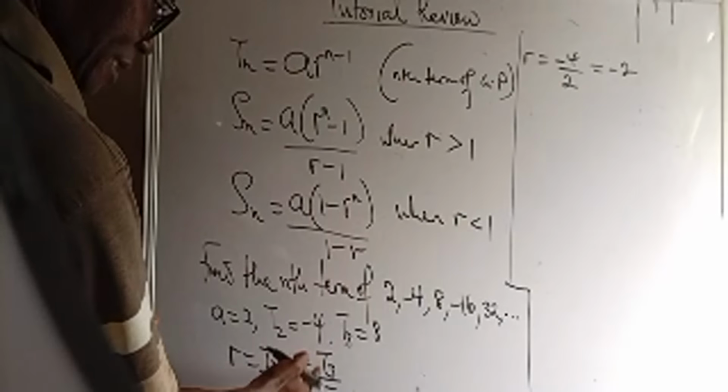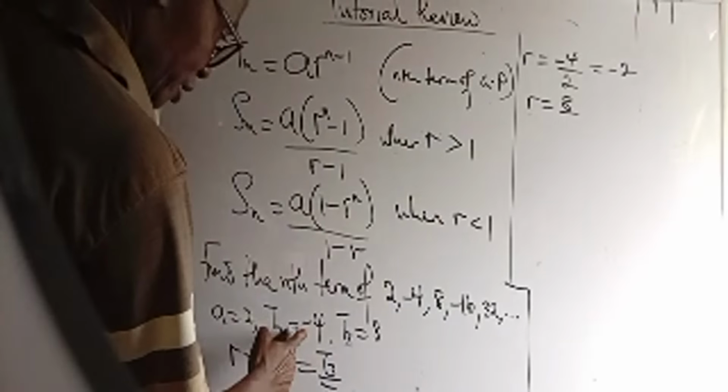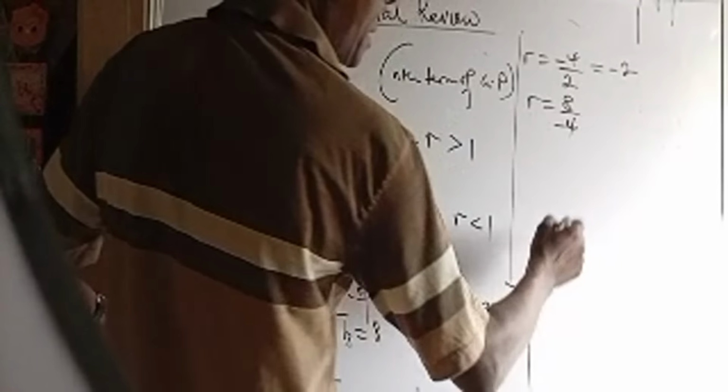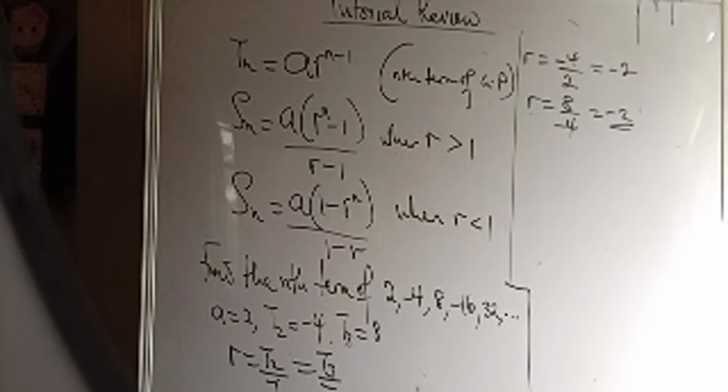Let's check T3 over T2. T3 is 8, over T2, which is minus 4. Plus over minus is minus. 8 divided by 4 is 2, so minus 2. So you can see that it's the same thing. This means that this is a geometric progression. This is a geometric series.